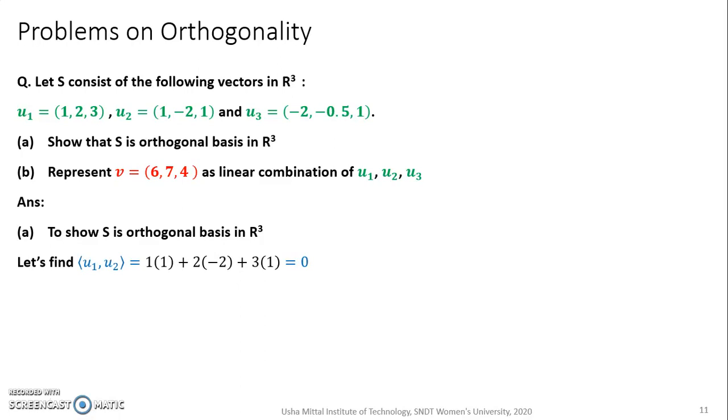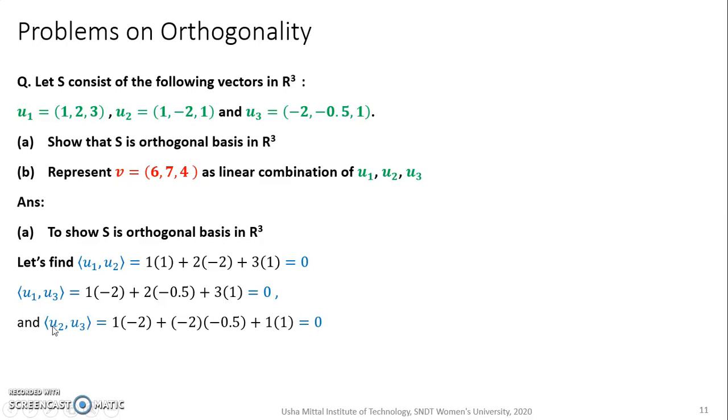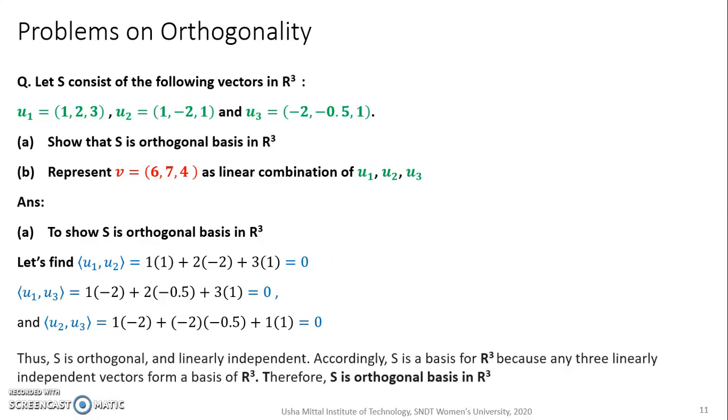So first we will find the inner product of vectors u1 with u2, and that is equal to 0. Also we will find out the inner product of vector u1 with u3, and that is also coming out as 0. And finally we will find out the inner product of vector u2 with u3, and that is also calculated as 0. So as the inner products of these vectors with each other are coming out as 0, these three vectors are orthogonal to each other, and therefore S is orthogonal and also linearly independent.